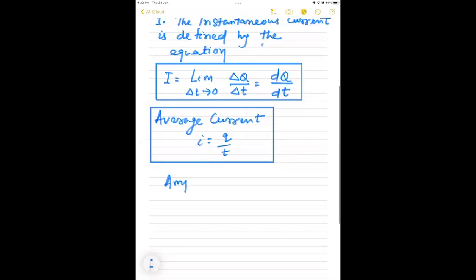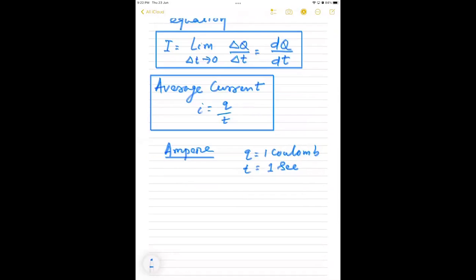So what is meant by ampere? I is equal to Q by T. Let me take Q is equal to 1 coulomb flowing and T is equal to 1 second. Then the current is 1 ampere. And 1 coulomb of charge means, do you remember, 6.25 into 10 to the power 18 electrons.